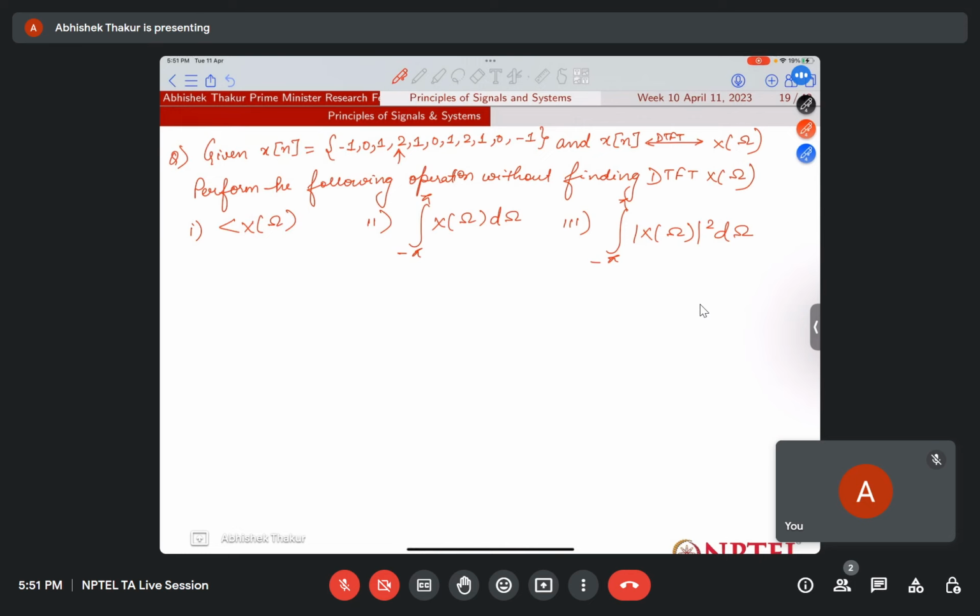So in this question, we'll first start with the first part, that is we have to find the angle of X of omega. Since x of n is symmetric about 2, because here you can see about 2 it is symmetric, 1 0 1 0 1 0 1 0. So the angle of X of omega is equal to minus 2 omega.